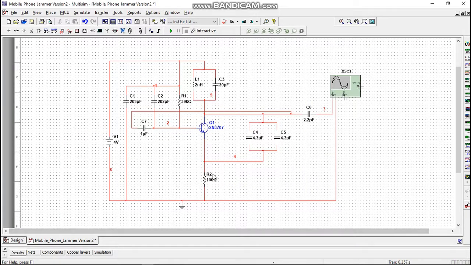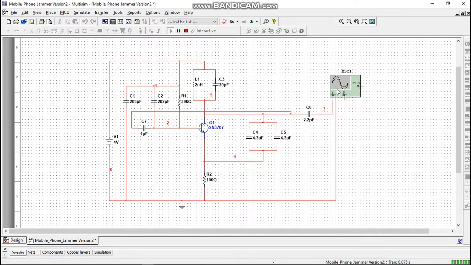And here we have the mobile jammer circuit, which I will simulate. Capacitors C1 and C2 are amplifying the signal that is produced by the combination of the inductor L1 and capacitor C3. This combination produces 800 megahertz according to a given formula. The signal is produced here, which is amplified by this resistor, after which capacitors C4 and C5 generate the noise, and capacitor C6 removes the DC part of the signal so that we can only observe the AC part.